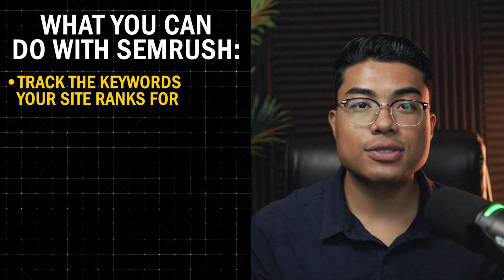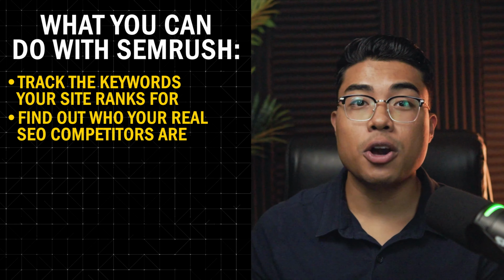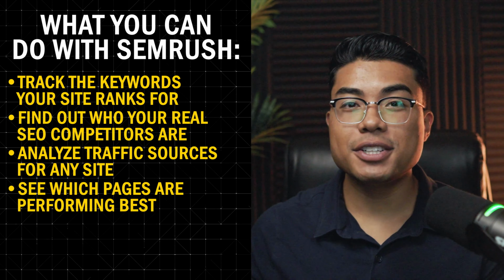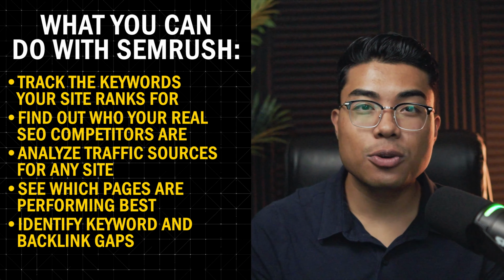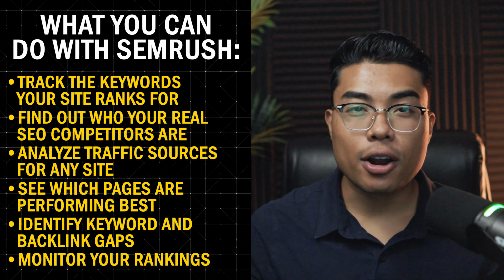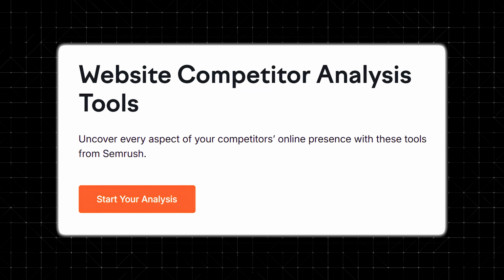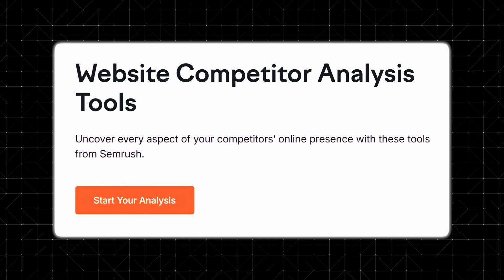Here's what you can do with Semrush. Track the keywords that your site ranks for, find out who your real SEO competitors are, analyze traffic sources for any site, see which pages are performing best, analyze keywords and backlink gaps, and monitor your rankings over time. It's used by marketers, entrepreneurs, and business owners to make better decisions and make their website more visible. But before we get into competitor analysis, you need to get your site properly loaded up into Semrush.